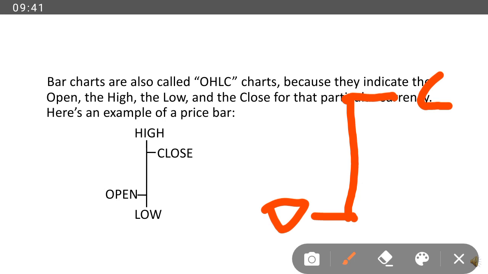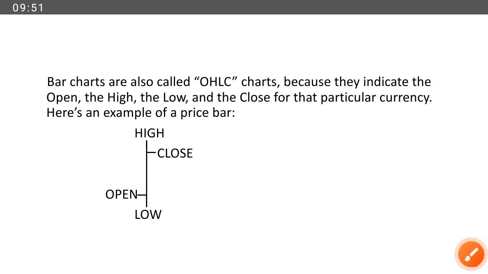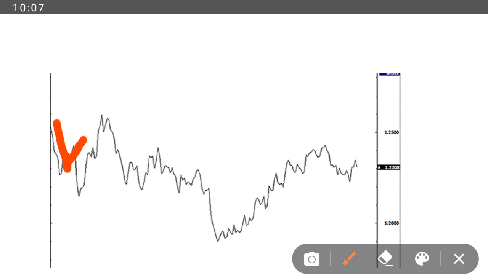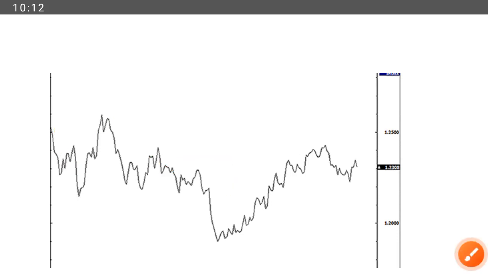Now, what am I explaining now? I'm explaining a bar chart. I'm explaining how a bar works, how a bar moves. Now look, this is a line chart. You can see lines, different lines. You can see the movement using lines. That's a line chart.